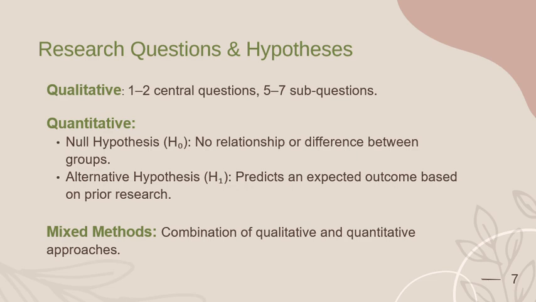There are two main types: null hypothesis and alternative hypothesis. The null hypothesis says there is no relationship or no difference between variables or groups. Example: there is no significant difference in academic performance between online and offline students. Alternative hypothesis. This predicts that there is a relationship or difference based on prior research or theory. Online students perform significantly better than offline students.